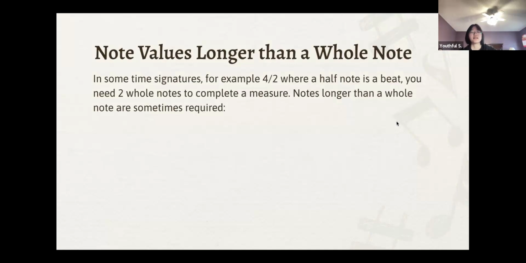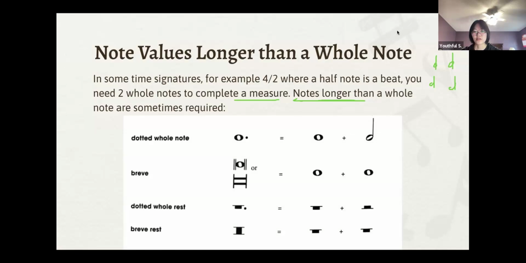In some time signatures, for example 4/2 time, there are a lot of notes, right? It's 4 half notes to complete just one measure. So you would need 2 whole notes to complete just one measure. So in some cases, we need notes that are longer than a whole note. An example of this are these. You might not have seen these. You can probably guess what a dotted whole rest and a dotted whole note are. That's if you need 6 beats essentially.